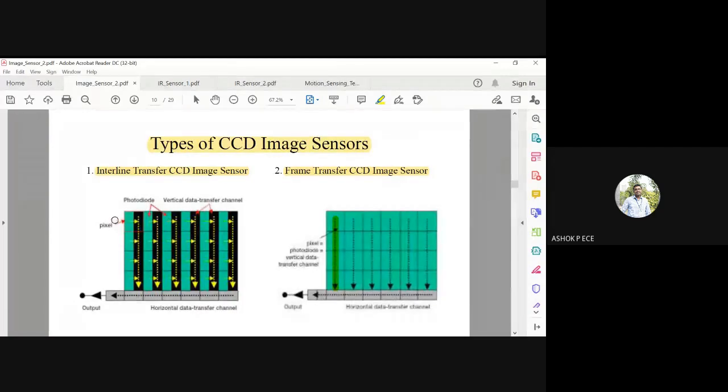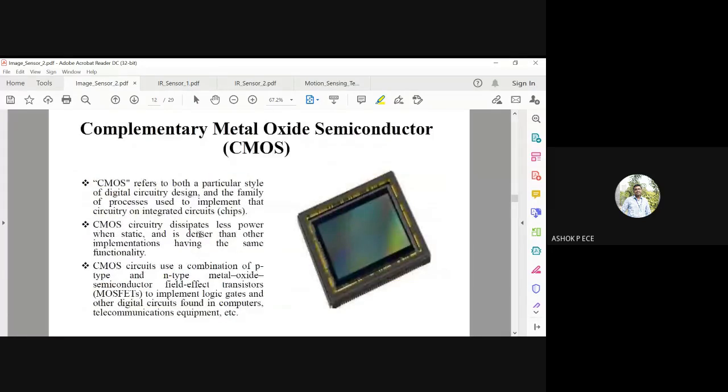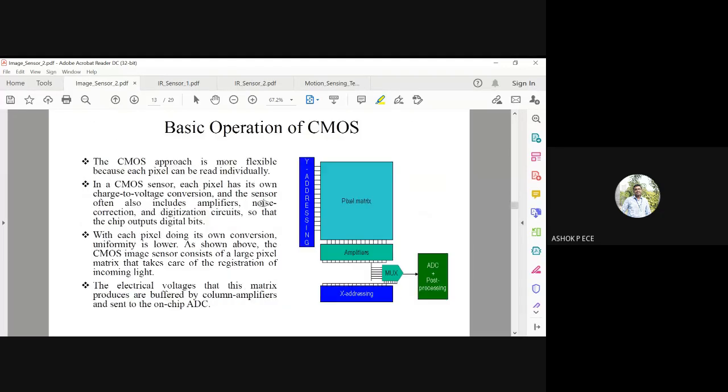Interline transfer is the first one. You have a separate pixel, PD, and the vertical data transfer. And you have horizontal to collect all the data from the vertical data transfer channels. CMOS, as we have seen, is going to dissipate less power. The compactness is very good, and it is going to be easy to process. Operation of CMOS: you have a pixel matrix, you have addressing bars, and then you take the output and amplify it and give it for post processing.